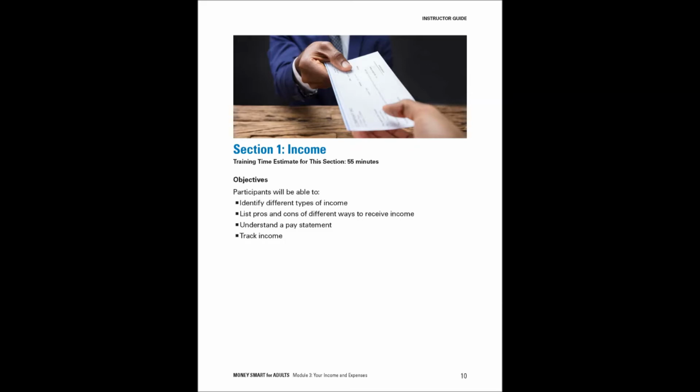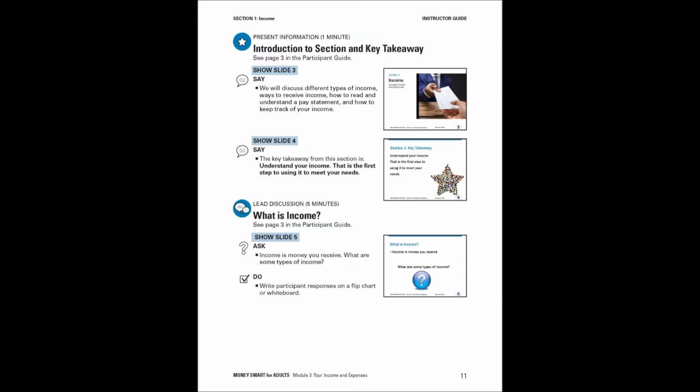Section 1, Income. The objectives here are participants will be able to identify different types of income, list pros and cons of different ways to receive income, understand a pay statement, and track income. Now let's pause for a moment to point out some helpful navigation features of the instructor guide. There's helpful information in the headers and footer that will help you stay oriented.